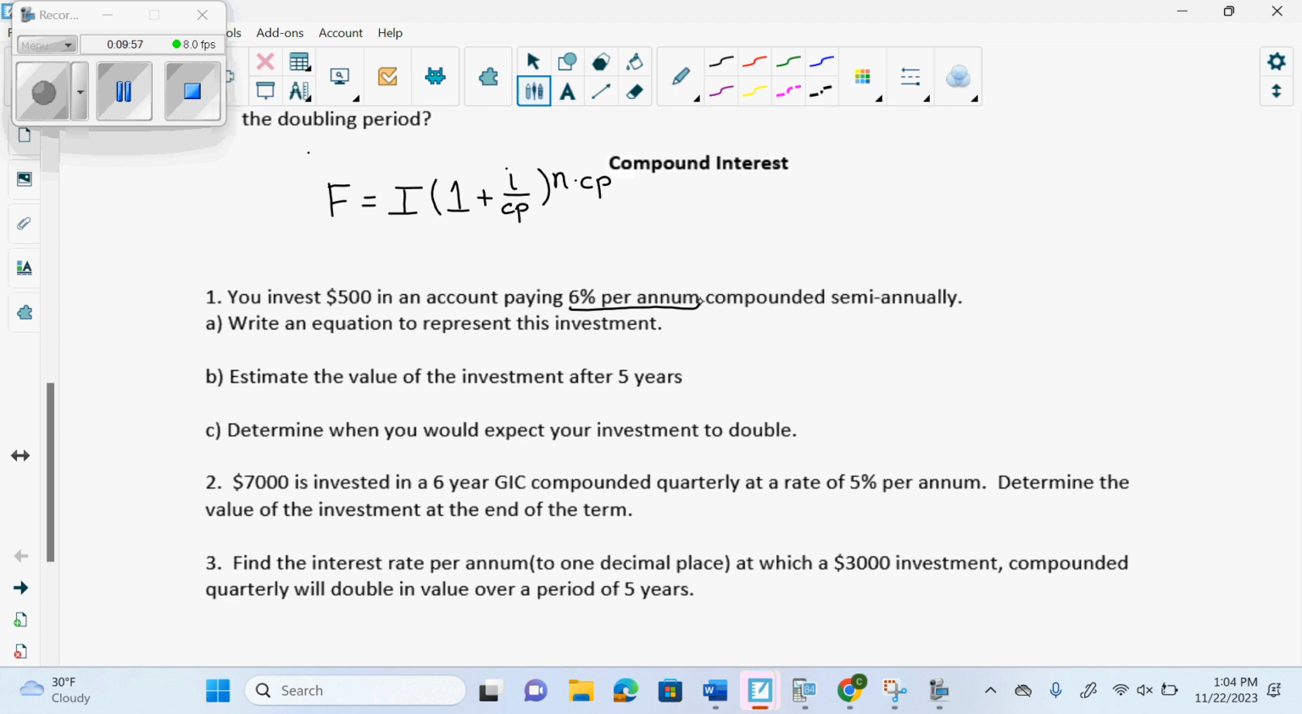So we invest 500. What would that be? Guys, what letter would that be? Initial. In an account paying 6%, what's that? The little i, but what is it actually? From yesterday, guys.